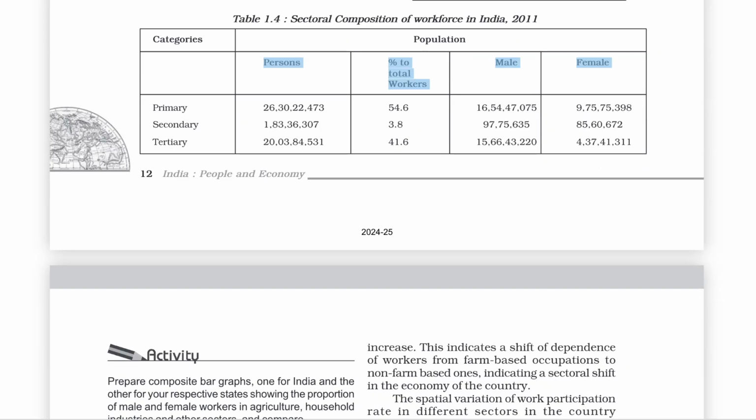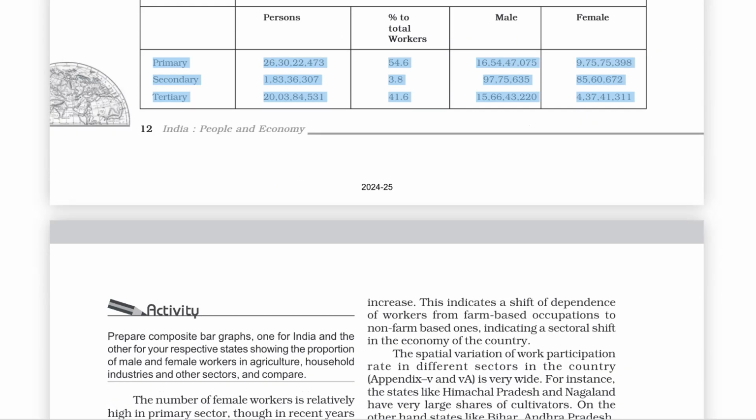Categories: population. Persons percent to male-female total workers. Primary 26, 30, 22, 4, 73, 54.6, 16, 54, 47, 0, 75, 9, 75, 75, 3, 98. Secondary 1, 83, 36, 307, 3.897, 75, 635, 85, 60, 672. Tertiary 20, 03, 84, 5, 31, 41.6, 15, 66, 43, 2, 24, 37, 41, 311.